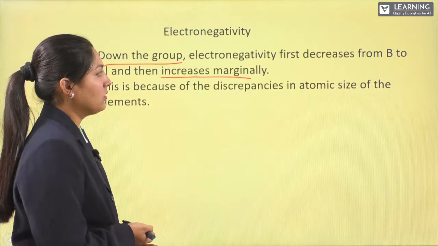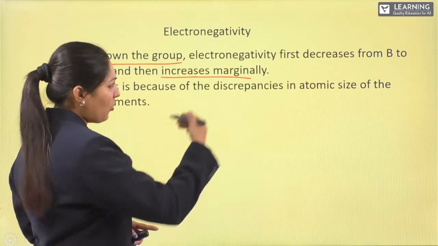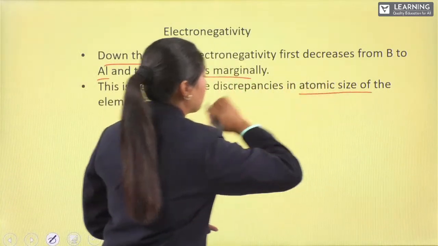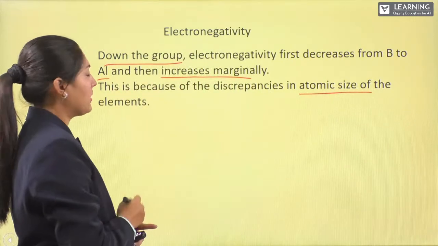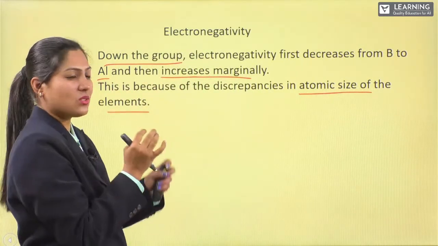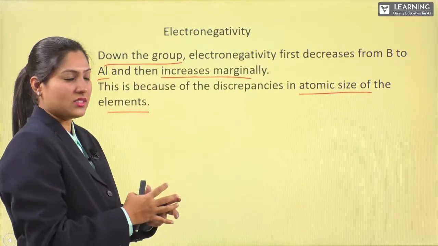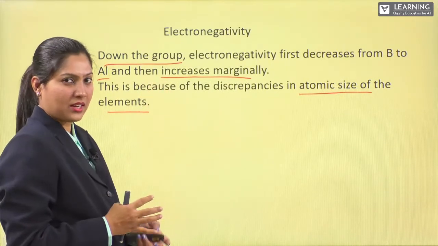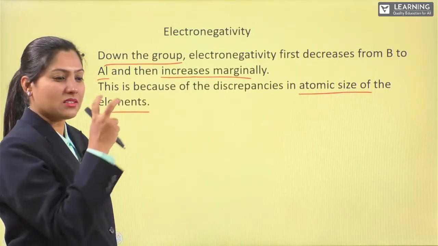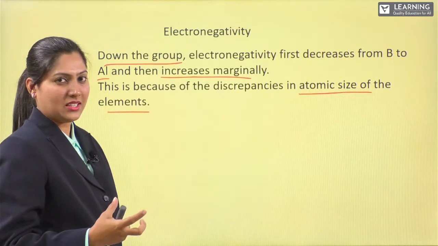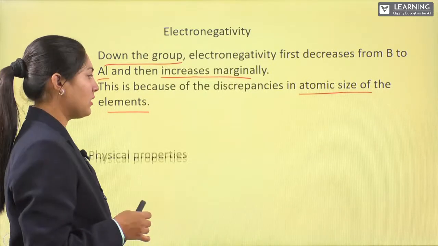Because as we know, we have a discrepancy in the atomic size of the elements. It is not exactly the same. It is not exactly increasing or decreasing. We have differences in that. Due to that, what happens? It decreases, then increases, decreases and then increases. So we have this difference.